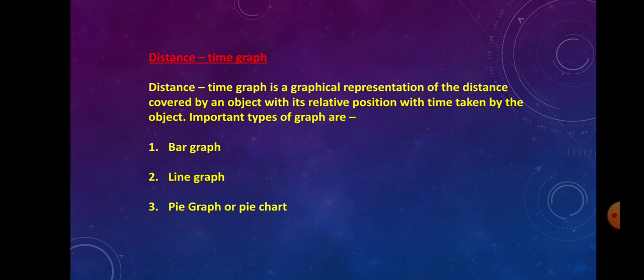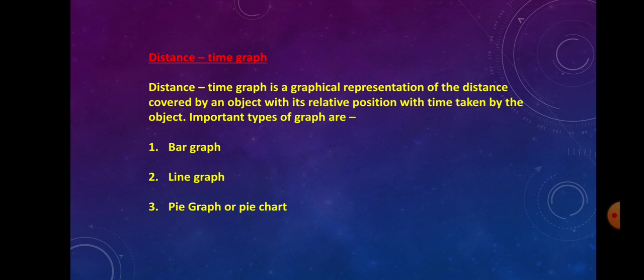Now, I will be telling you about the distance-time graph. A distance-time graph is a graphical representation of the distance covered by an object with its relative position with the time taken by the object. The important types of graphs are bar graph, line graph, and pie graph or pie chart. In this chapter, we will learn about the line graph, but I am telling you about these graphs also, as you can get extra information about graphs.